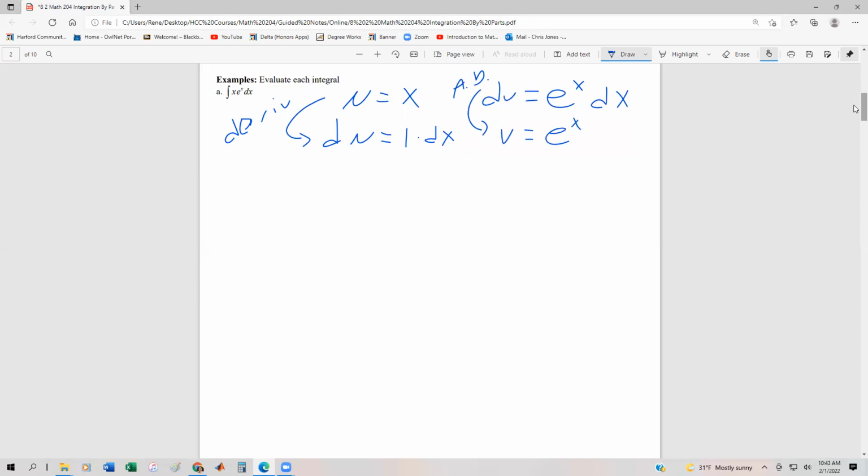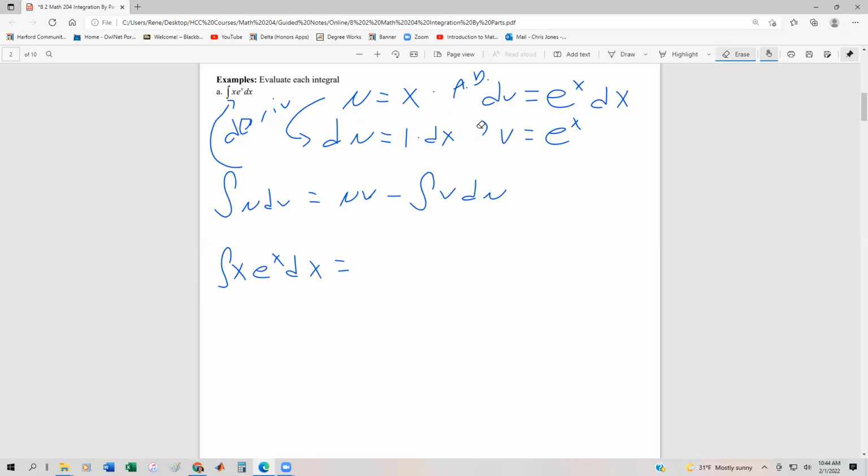Our formula, integral of u dv, is going to be equal to uv minus the integral of v du. So that's our formula. If we plug everything back in, this is just the original integral, the integral of x e to the x dx.